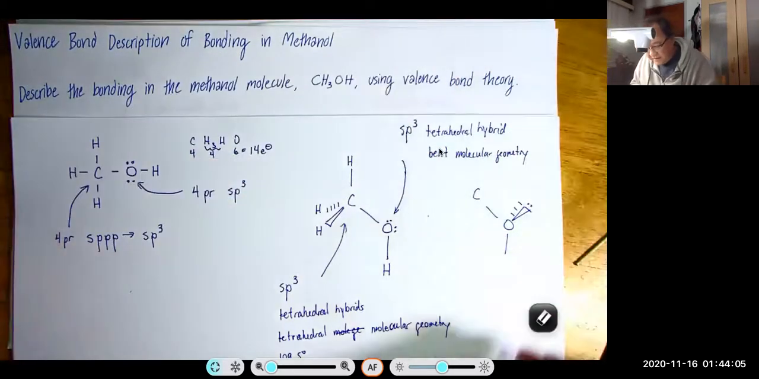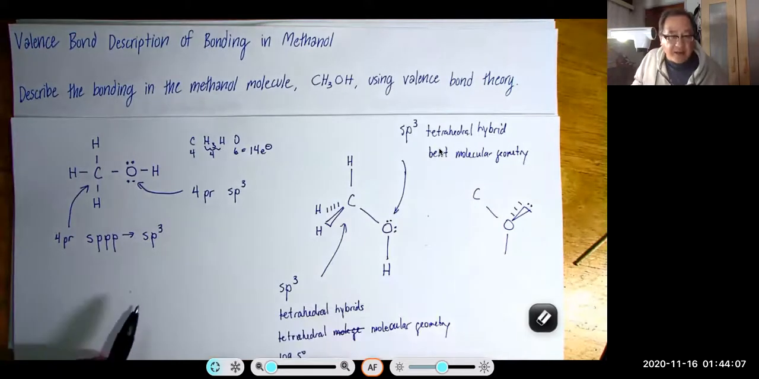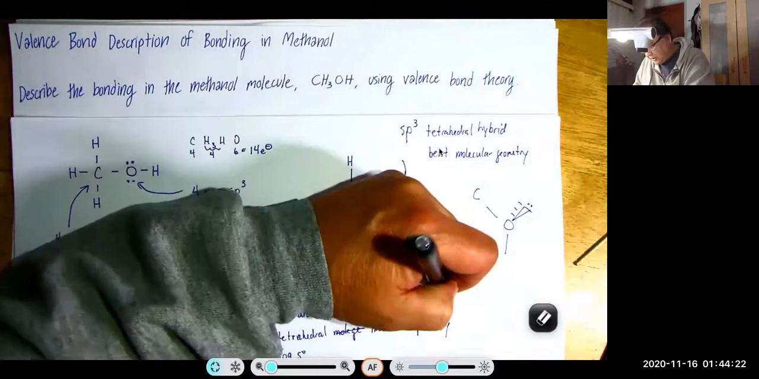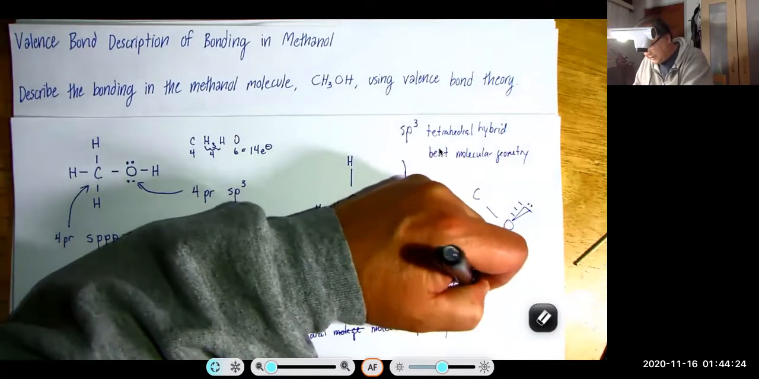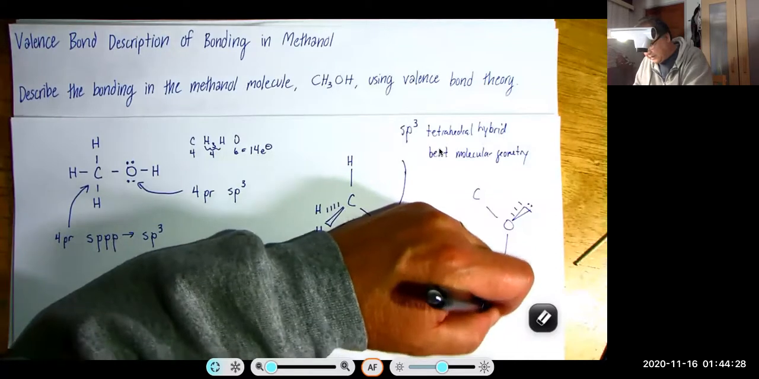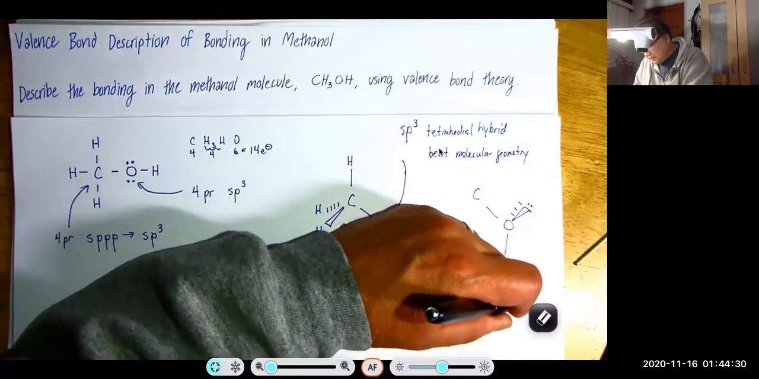And what do we have here for these hydrogens? Are they hybridized? There's no need to. They're just 1s orbitals. Besides, they only have 1 orbital, and you can't hybridize 1 orbital with another orbital because there are no other orbitals. Okay, so we could say that each hydrogen is a 1s unhybridized orbital.